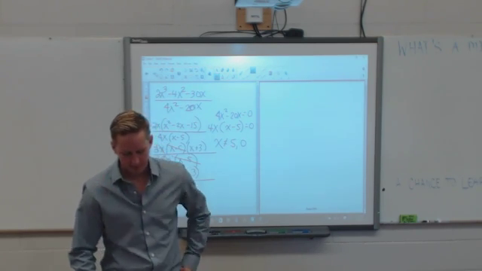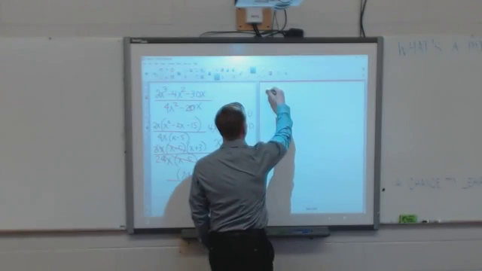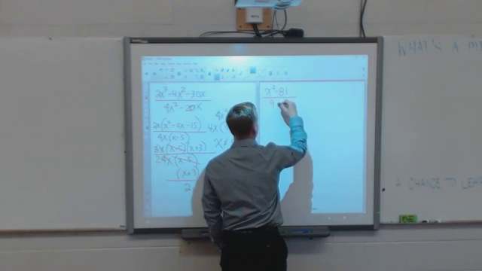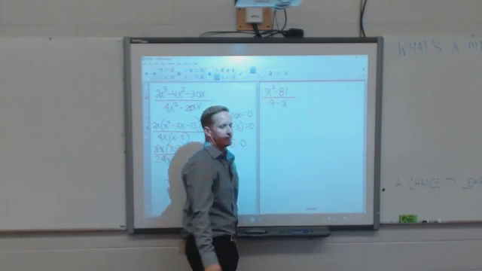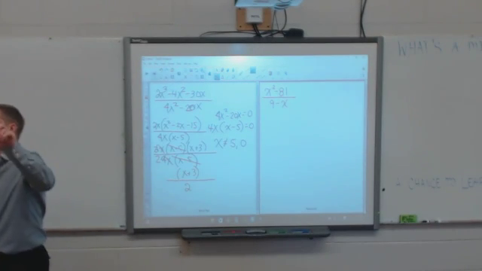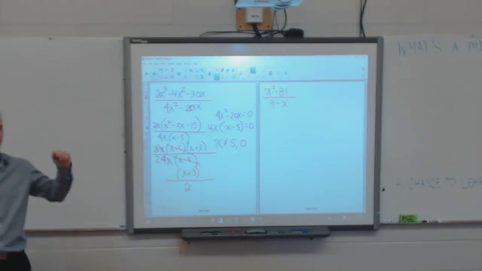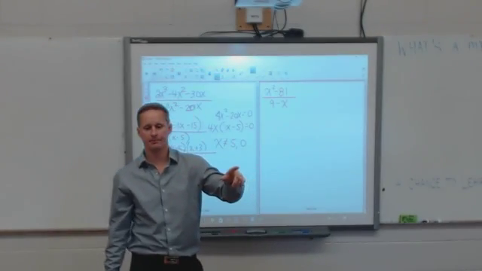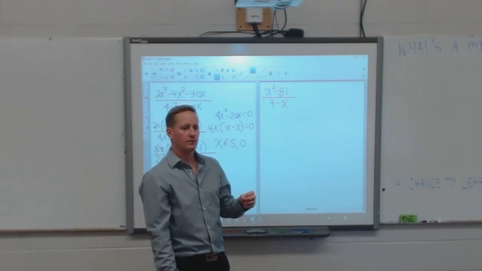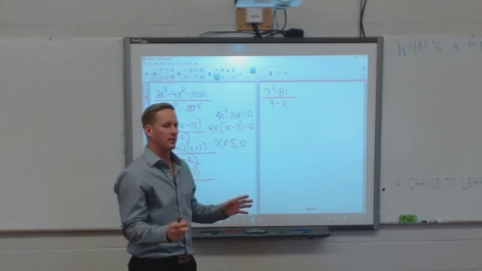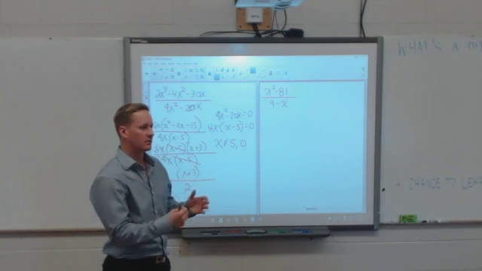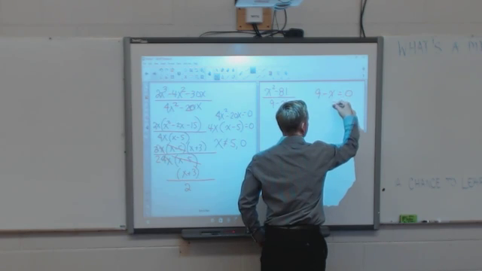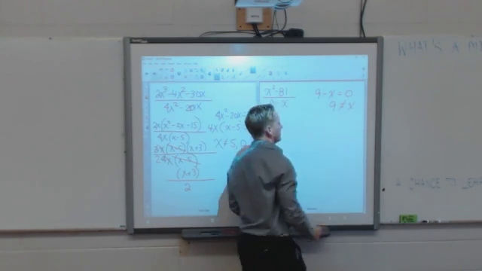Now, look at page 233. Okay. So first thing I do when I do these questions is what? Non-permissible first. Okay. So what's my denominator? 9 minus x. Right. 9 minus x equals 0. Add x. It can't equal 9, right?